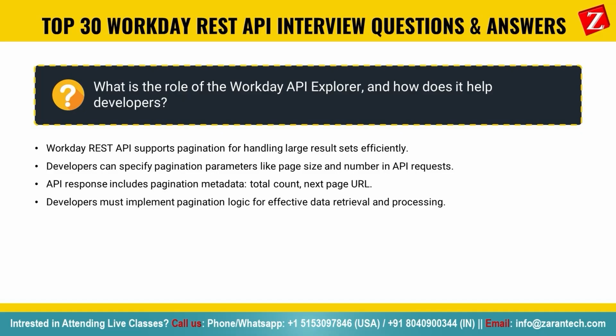When you make a request using the API Explorer, the response you receive includes pagination metadata. This includes essential details like the total count of records available and the URL for the next page of results. Think of it as your roadmap through the data. The metadata tells you how much data there is in total and provides a direct link to the next batch of records, making it easy for developers to fetch data efficiently.